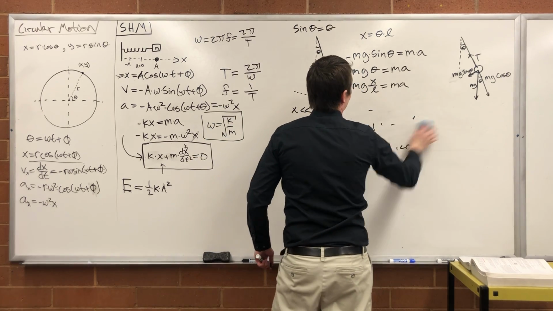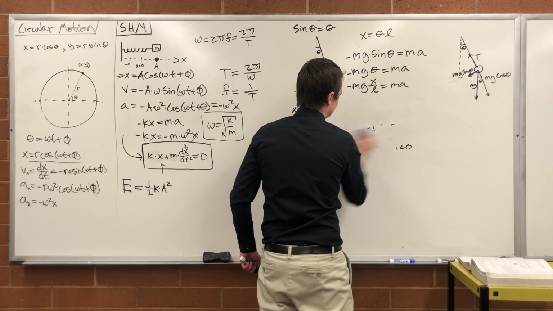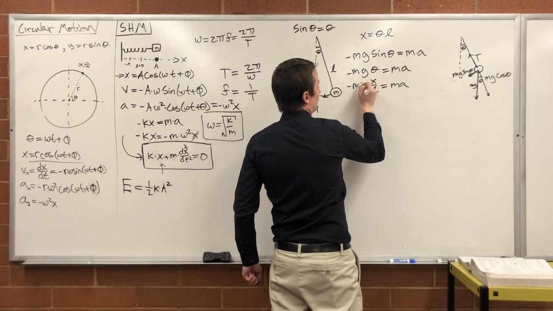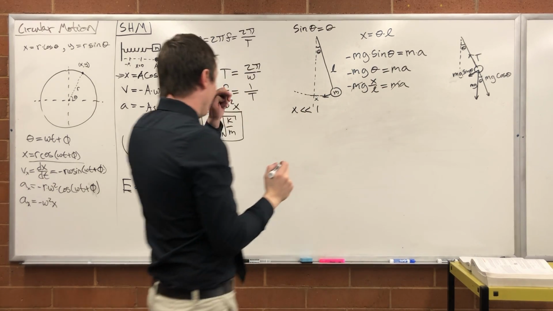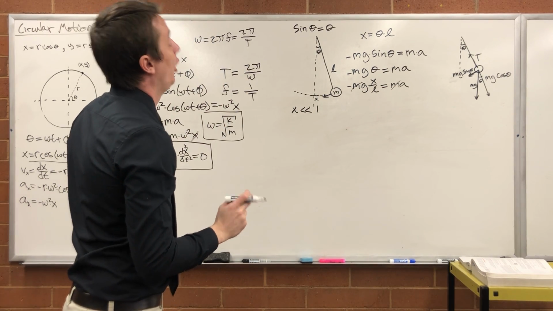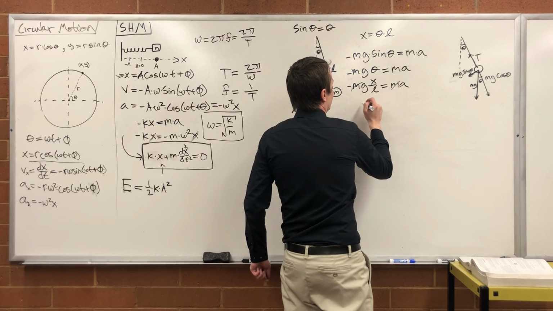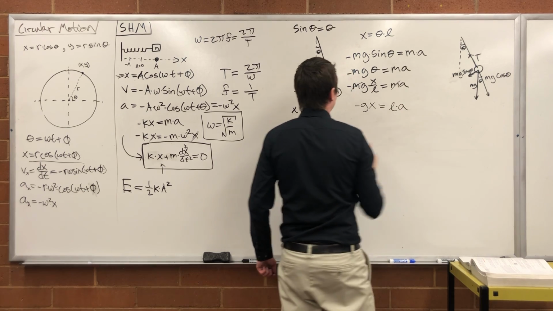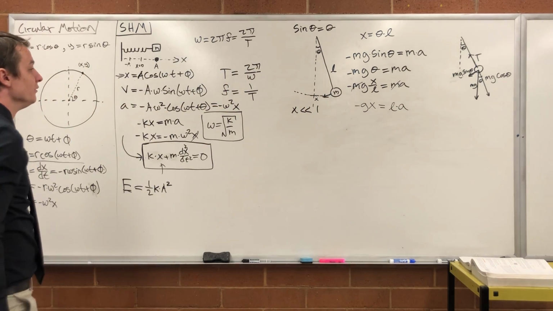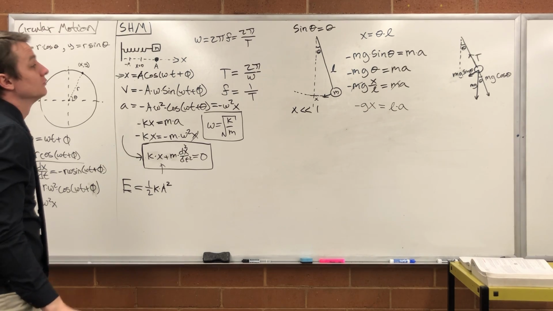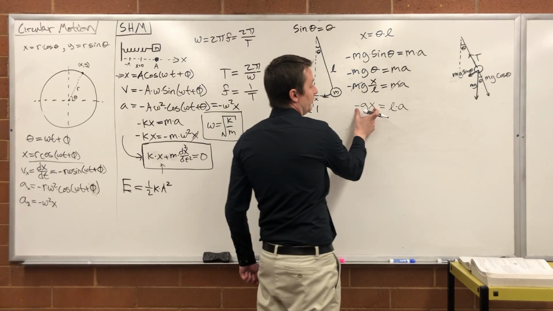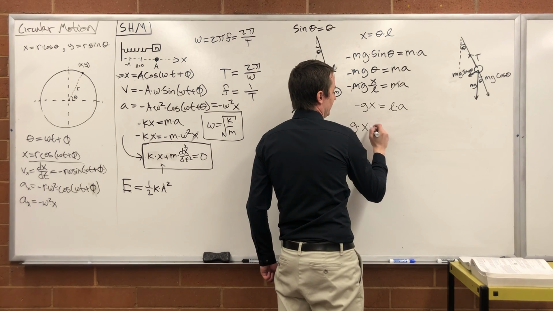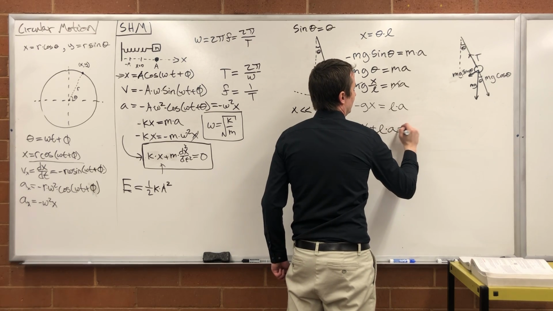Now we can cancel out the m on both sides, right? So I can cancel out the m on both sides, divide both sides by m. And now I'll also multiply both sides by L. So I get negative g times x is equal to L times a. I'm going to take one more step now. I'm going to move this over here and make the whole thing equal to 0. So I get g times x plus L times a is equal to 0.